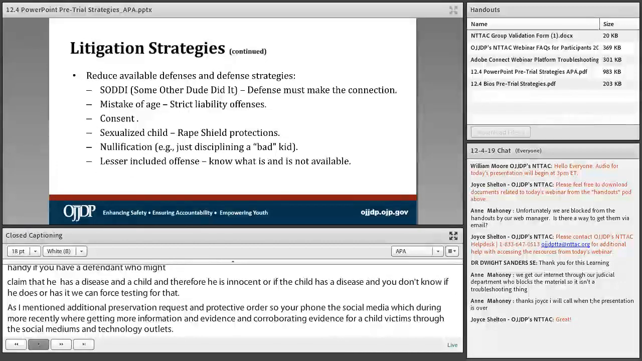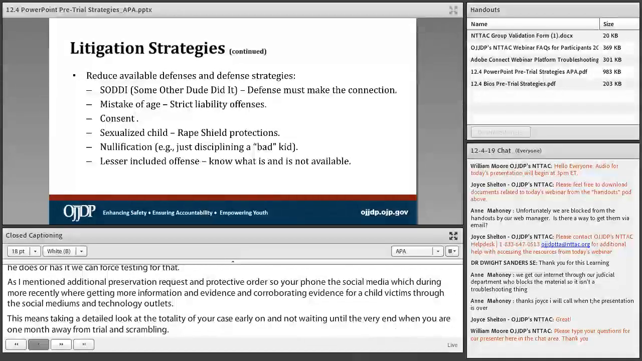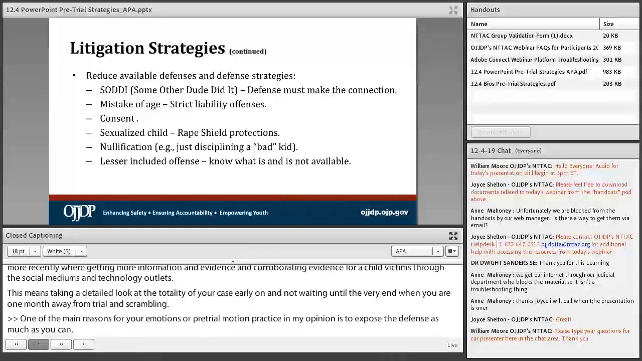One of the main reasons for your motions in limine or your pretrial motions practice, in my opinion, is to expose the defense as much as you can. A lot of the time we can have a defense sprung on us or not necessarily know exactly what the defense is going to be in our case, but there are only so many types of defenses in these types of cases, and at least trying to get rid of a couple of them early is always beneficial.